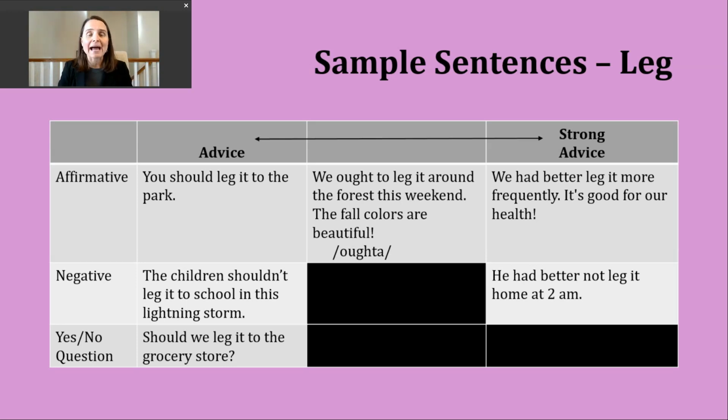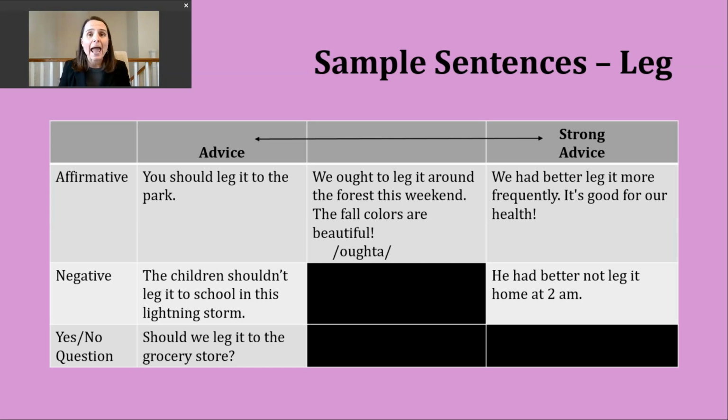So let's take a look at another example here. We'd better leg it more frequently. It's good for our health, right? So here the idea is it's going to be better for our health and our well-being if we walk places versus driving. Okay.